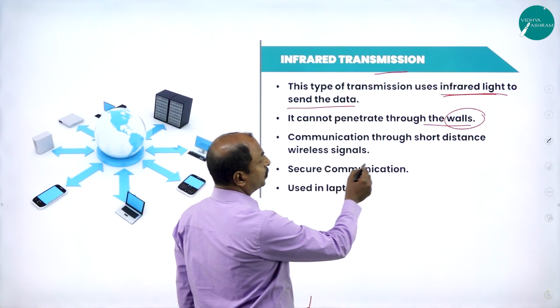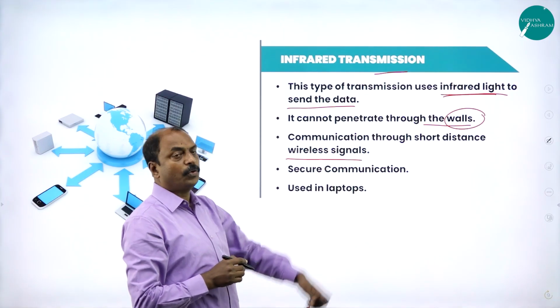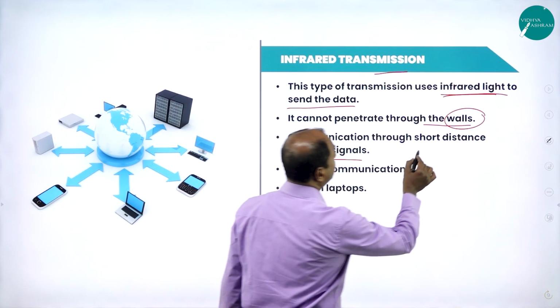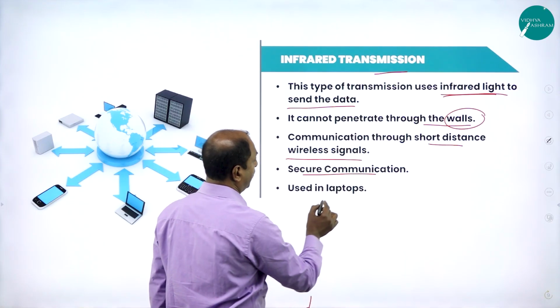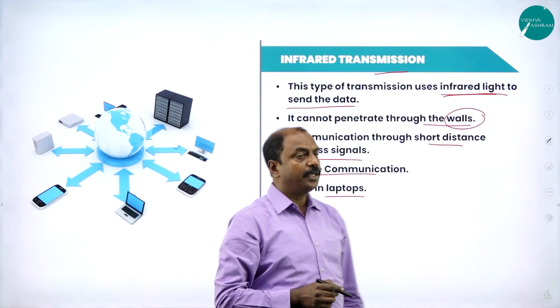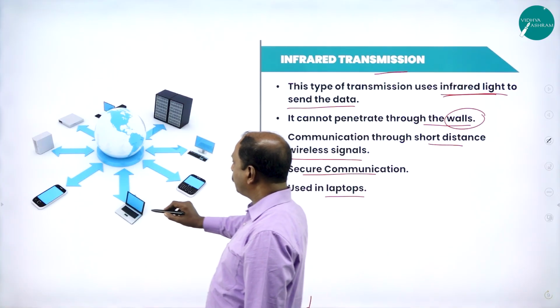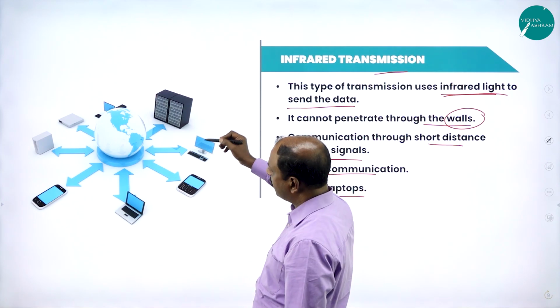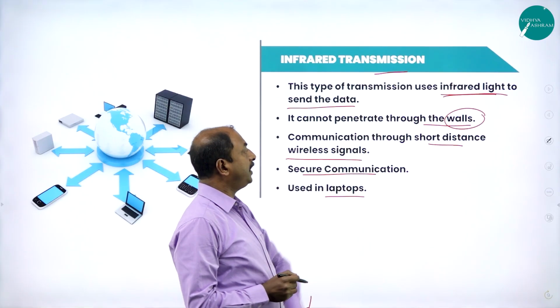Now, it is communication through a short distance wireless signal. It is very effective and useful for short distance communication, and it is a secure communication used in laptops. So this is infrared communication. If you look at this diagram here, see the laptop and the mobiles, other types of computers, and all these are connected through this infrared transmission.